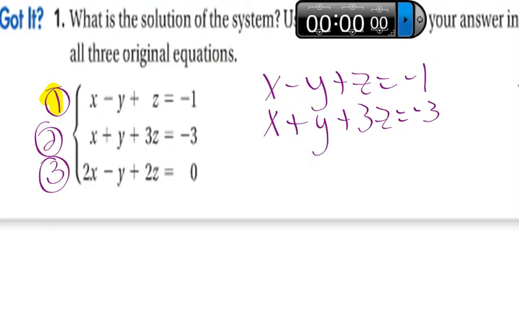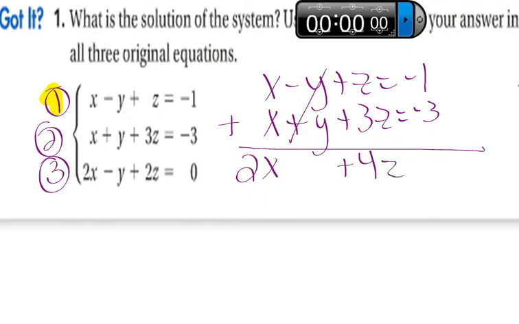Okay, so we've got equations 1 and 2, and we're going to combine them to eliminate our y. If we add the two equations, we get 2x, the y's go away, plus 4z equals -4. So now we want to stop there, and we want to call this equation 4. I'll highlight that with yellow.